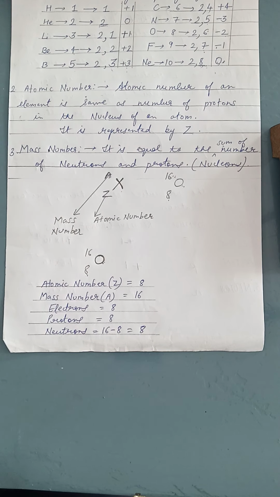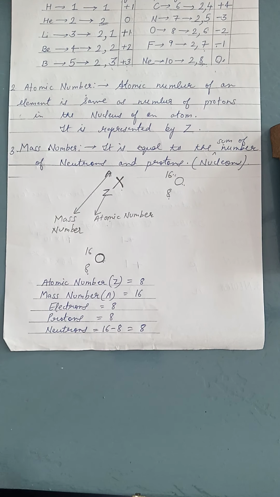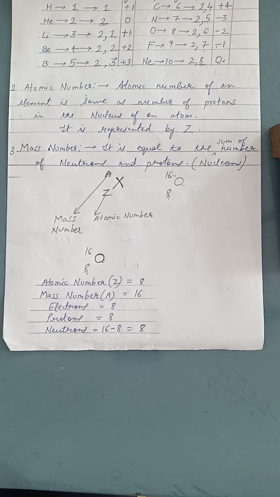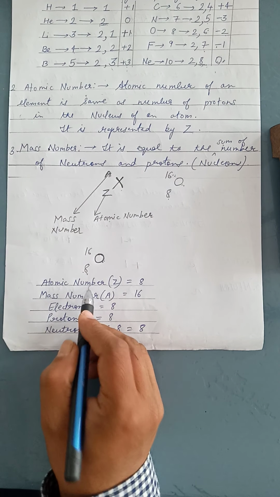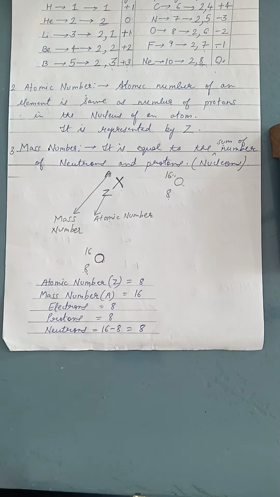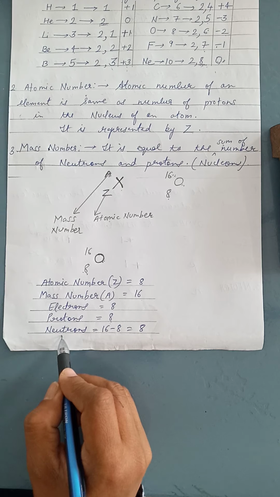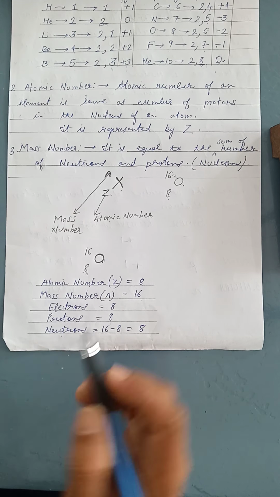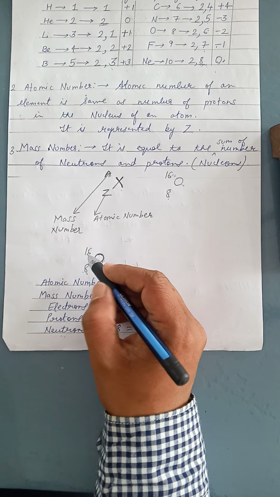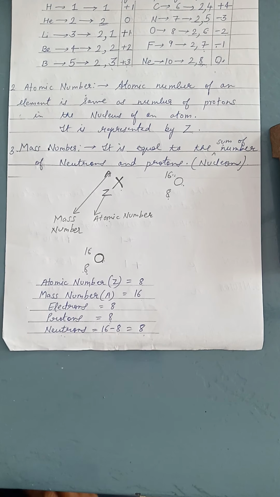Okay, now the next thing: we want to calculate the electron, proton and neutron. The atomic number we can simply calculate from the number of protons, or if the number of protons and electrons is given, we can identify the atomic number. So this is the atomic number, and the mass number is 16. The atomic number is equivalent to the electrons and protons, so we write 8 here. How can we calculate the neutrons? The neutrons can be calculated as the difference of the mass number minus the atomic number. 16 minus 8 will be 8 here.